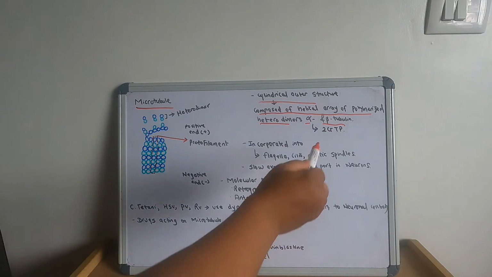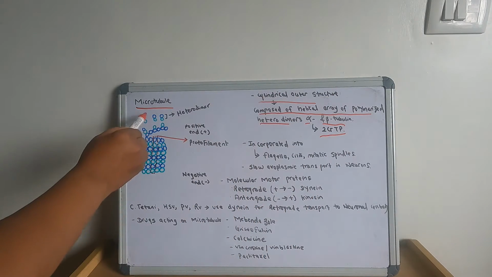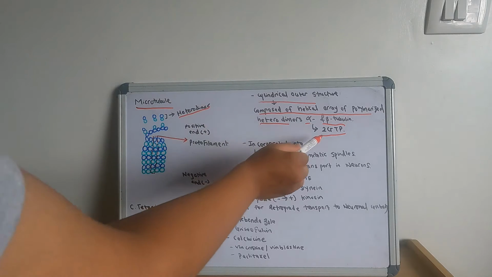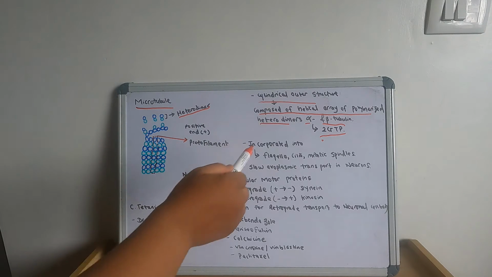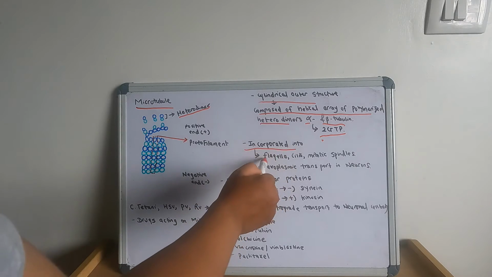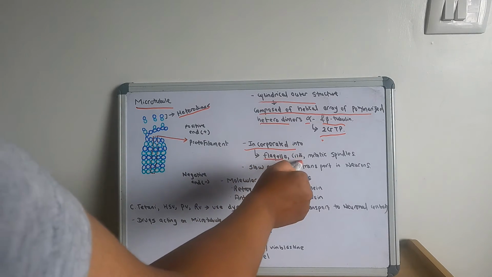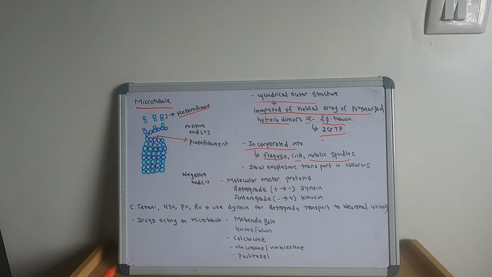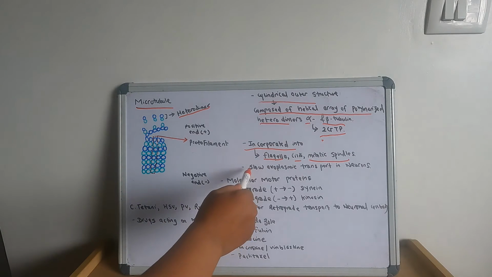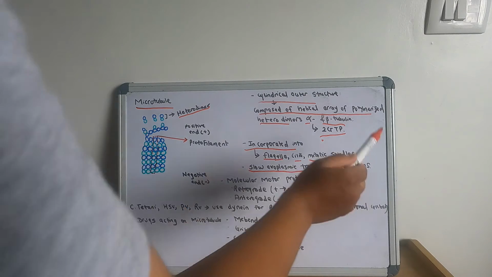Each heterodimer has 2 GTP bound. It is incorporated into flagella, cilia and mitotic spindles. It grows slowly and collapses quickly. It is also involved in the slow axoplasmic transport in the neurons.